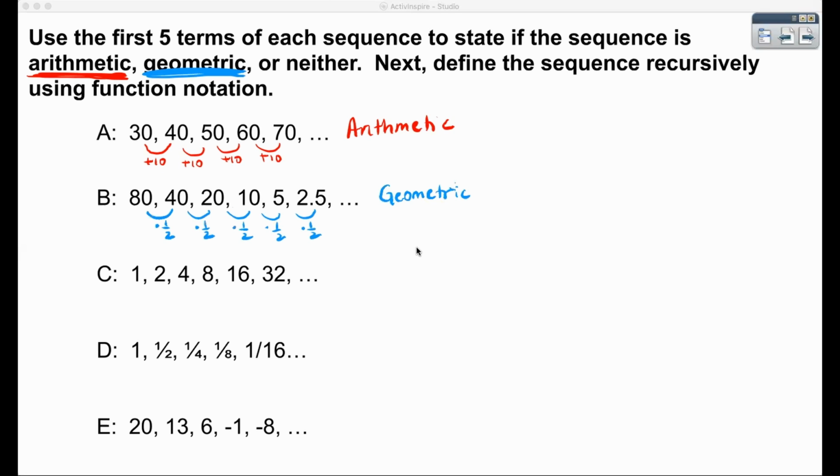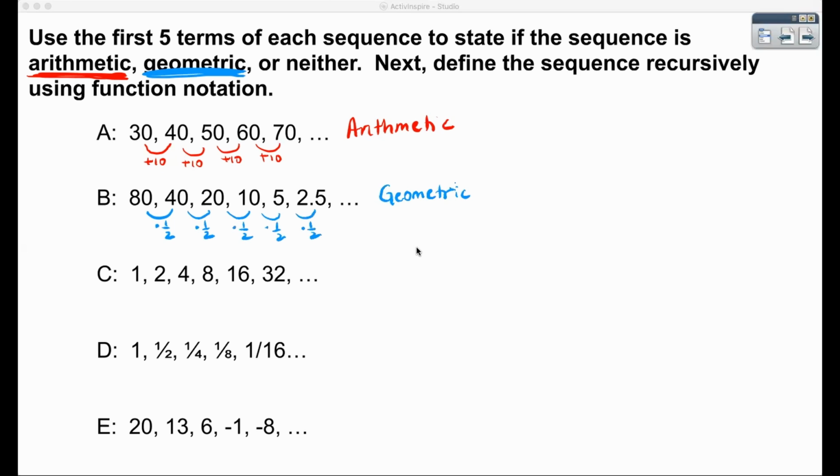Okay, now again, if you had a hard time seeing that it's being multiplied by 1/2, you may have noticed that each next term is half of the preceding term. That's the same idea as multiplying by 1/2. Okay, now what about the third one, letter C?